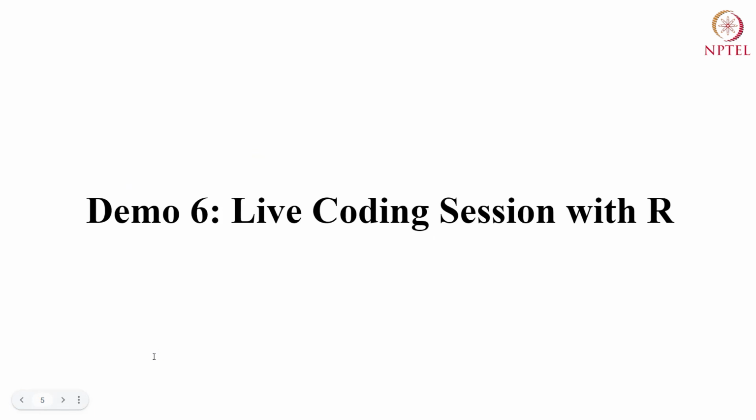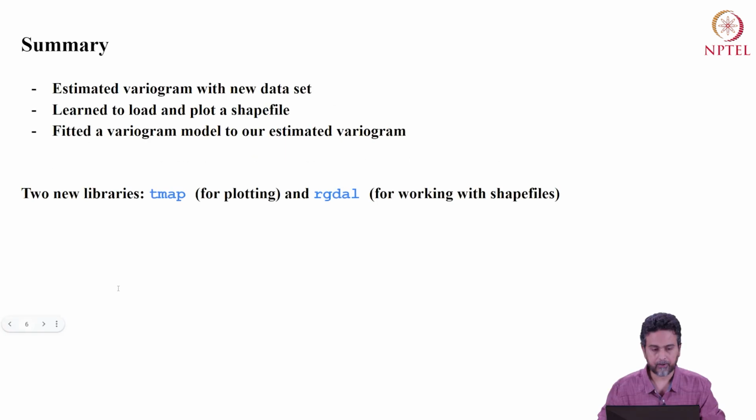All right, I'm going to stop there and summarize what we did today. We estimated a variogram using a new data set for groundwater levels. We left behind the Meuse data set. We learned how to load and plot a shapefile, which is a useful thing to do for spatial stats. Then we fitted a variogram model, a spherical variogram model, to our estimated variogram. We came across two new libraries, tmap and rgdal.